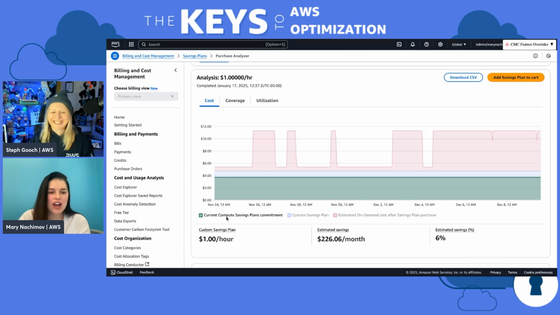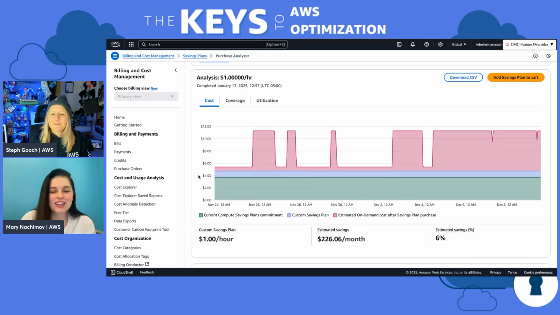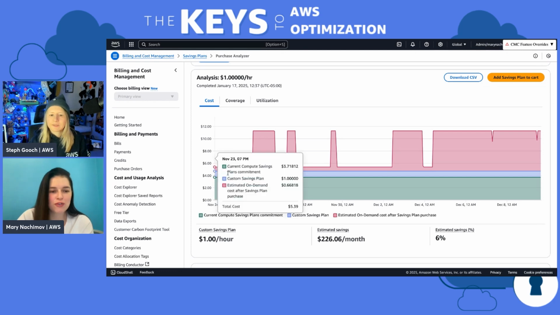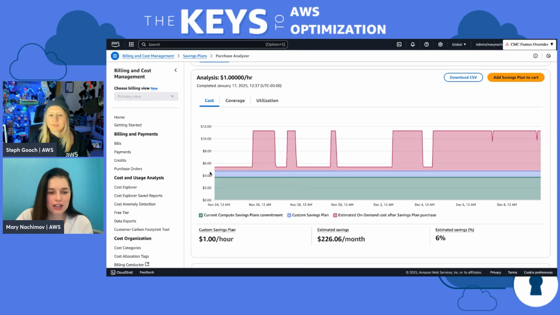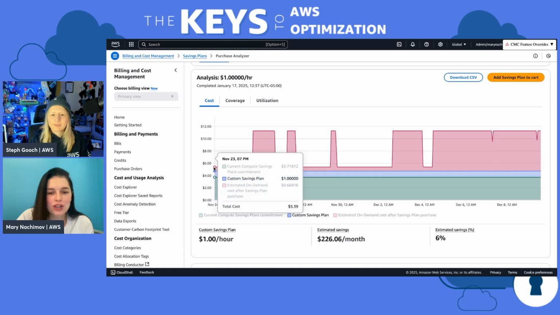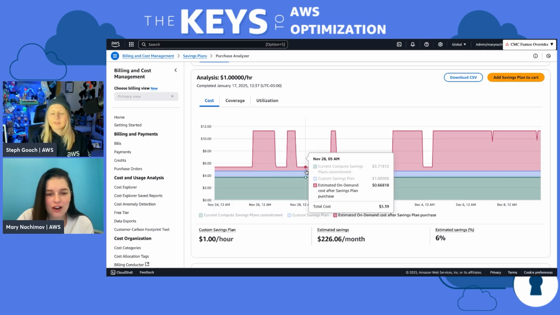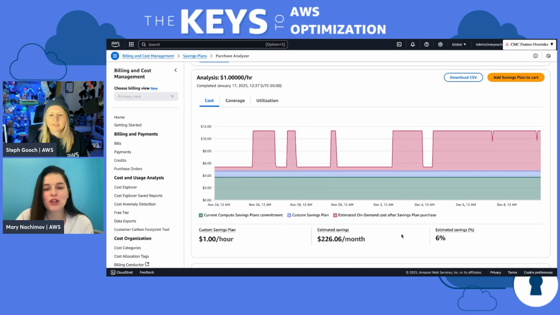First of all, you can see why, before, we got this result, why we had 100% coverage, or 100% utilization. Because this blue line literally was covering all this red area that now is uncovered because we lowered the commitment amount. And you can see the estimated savings is lower, and the estimated savings per month is also lower.